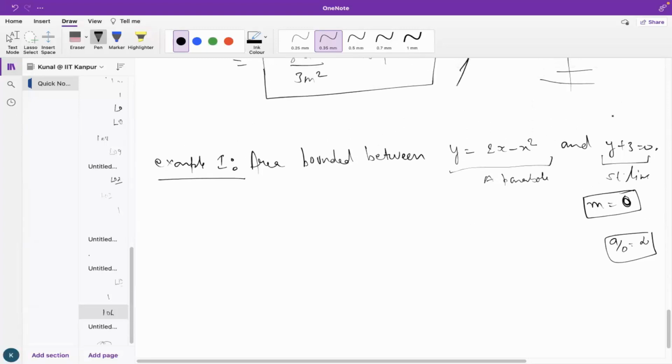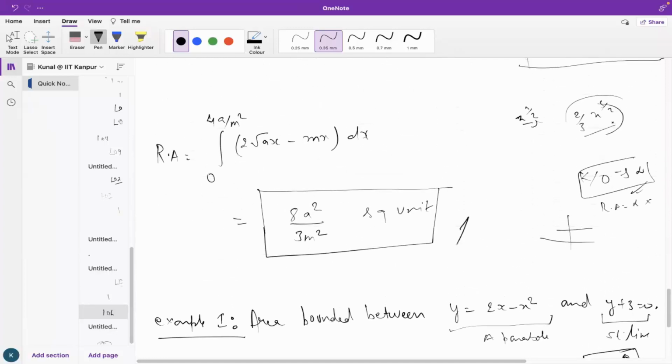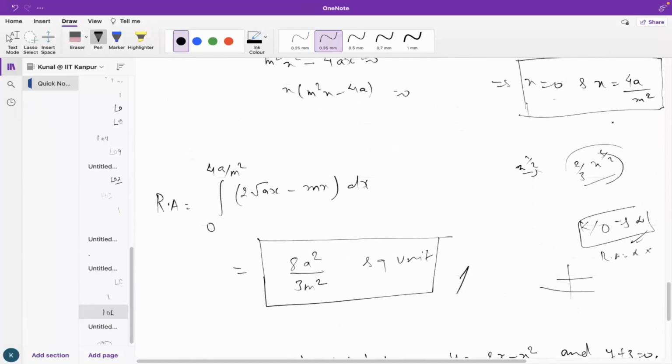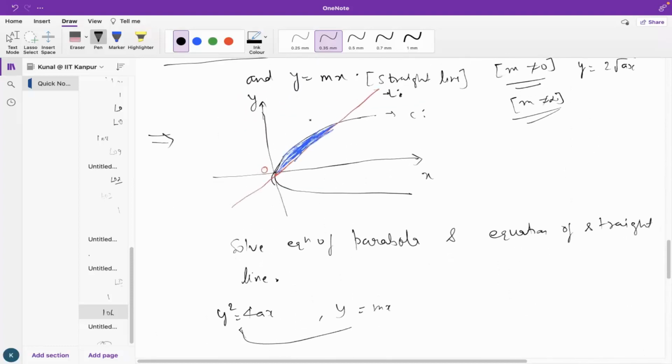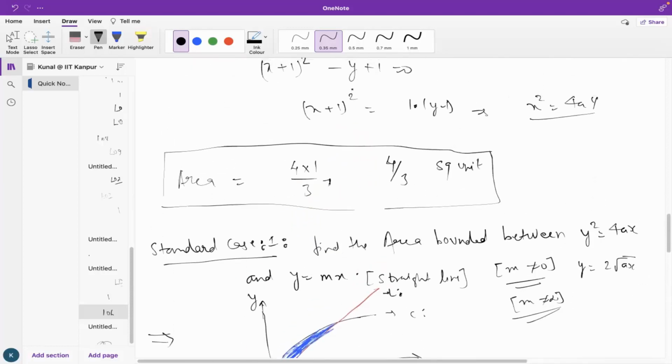What is the slope of the line y+3? It is 0. When we take the slope of the line, what we will get is that the required area will be infinite. But it can't be possible for the area to be infinite. This area is not infinite because it is also bounded. So there is a mistake, and that's why we are going to use the standard case too.